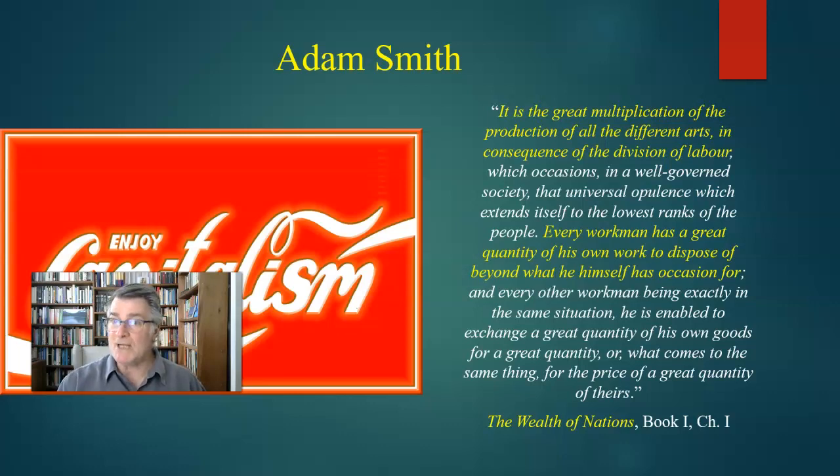So the wealth of that nation extends all the way down to the very bottom so that everyone can participate. Every workman has a great quantity of his own work to dispose of beyond what he himself has occasion for. And every other workman being exactly in the same situation, he is enabled to exchange a great quantity of his own goods for a great quantity, or what comes to the same thing, for the price of a great quantity of theirs. So the exchange of labor for money, the exchange of goods, all of these things should be allowed to happen in a well-governed society.